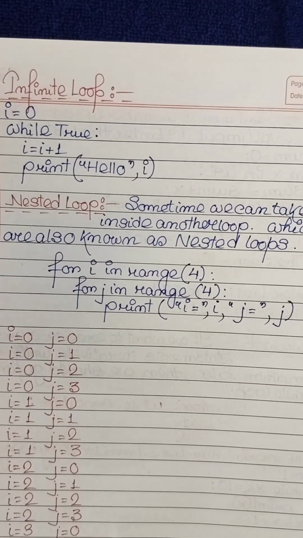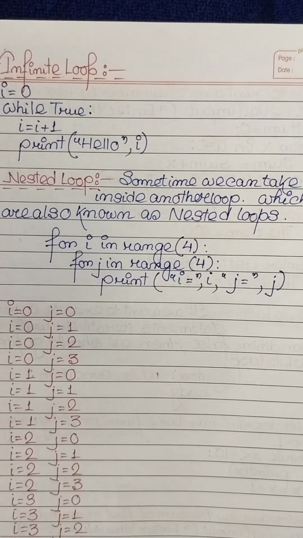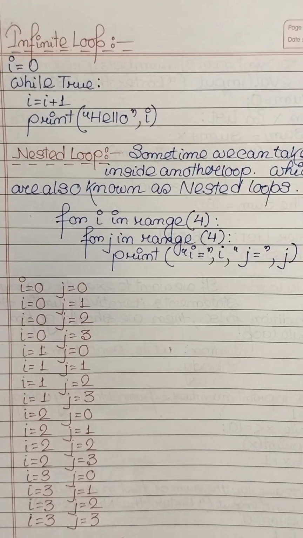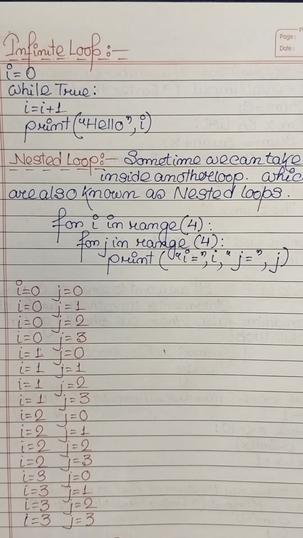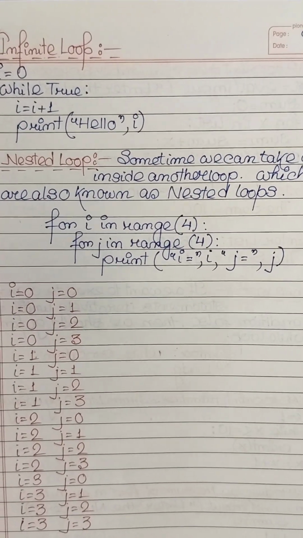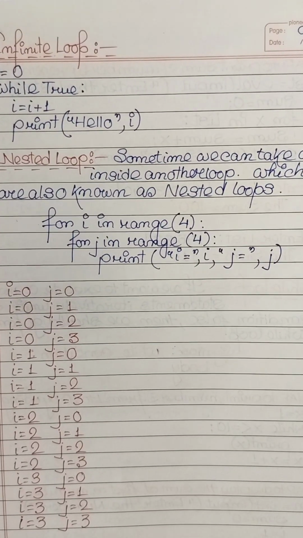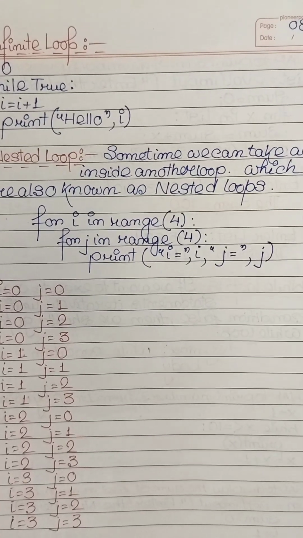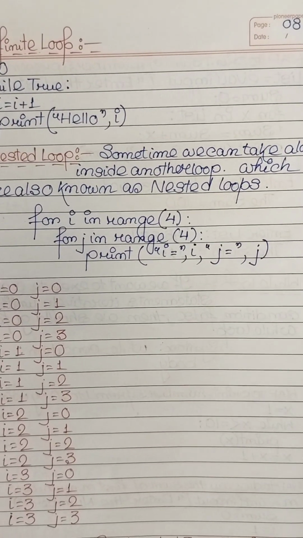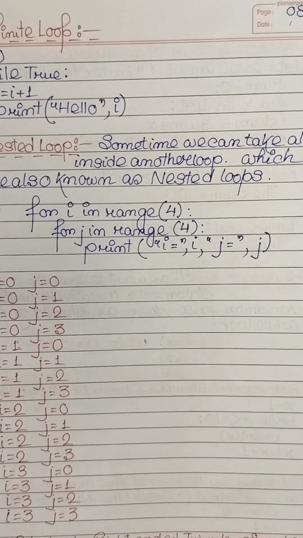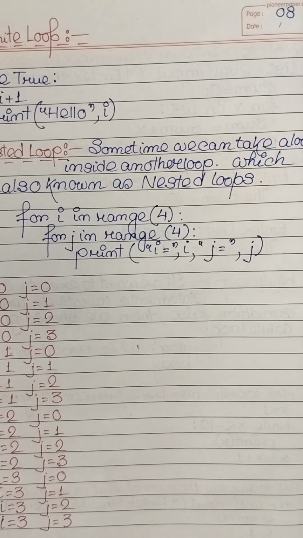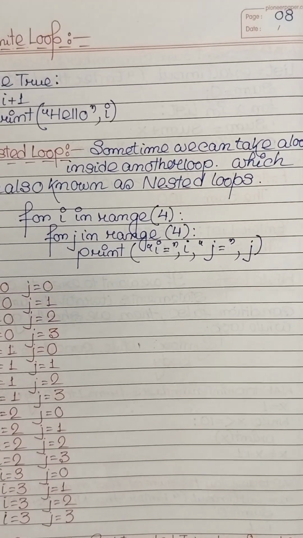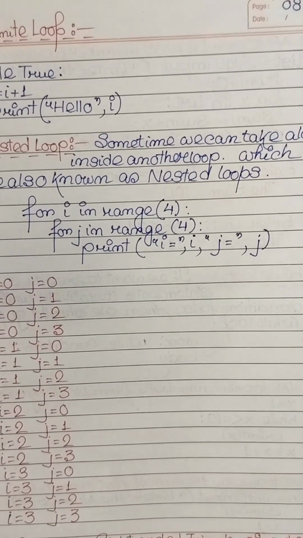Next we are coming to the nested loop. Sometimes we can take a loop inside another loop, which is known as a nested loop. Here is an example of a nested loop: for i in range(4), that means i will run from 0 to 3. For j in range(4), j is also a variable which will run the same way, and print i and j.